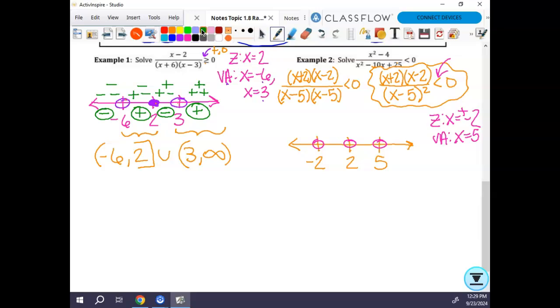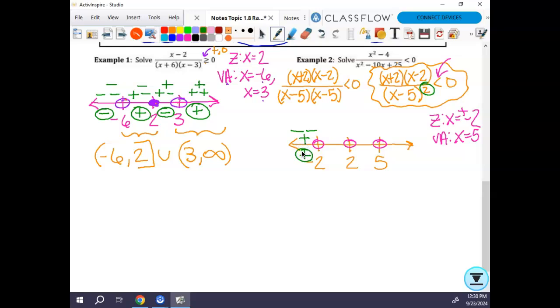Between negative infinity and negative 2, I can do negative 3. And I'm going to use this one. So negative 3 plus 2 is negative. Negative 3 minus 2 is negative. Negative 3 minus 5 is negative, but I square it, so no matter what I put in the denominator, it's going to be positive, right? So I don't have to overthink the denominator anymore. And so negative times negative divided by positive is positive.